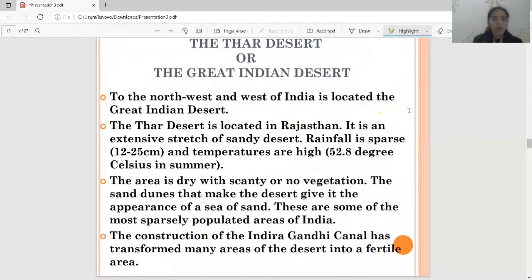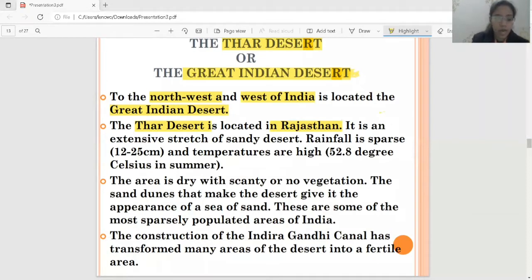Now, if I talk about the Thar Desert or Great Indian Desert, it is in the northwest. I showed you the map. It was in the northwestern part of India. There lies your Great Indian Desert. The Thar Desert is located in Rajasthan. Underline, where is the Thar Desert? It is located in Rajasthan.